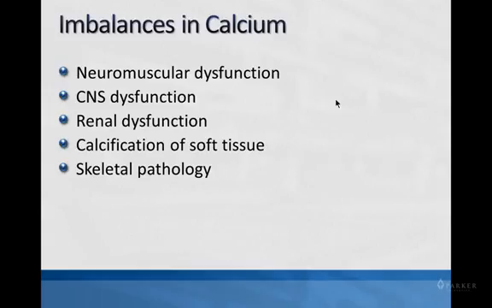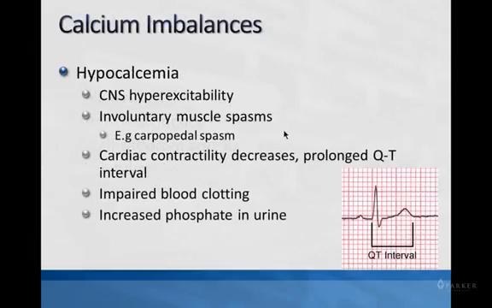So let's just look at calcium in regards to being too low. Hypocalcemia means the extracellular fluid levels of calcium, specifically in the blood, are too low. And so this lists a number of different signs or symptoms of too low blood calcium. It does cause hyperexcitability within the central nervous system. So reflexes will be exaggerated. This also can lead to involuntary muscle spasms.